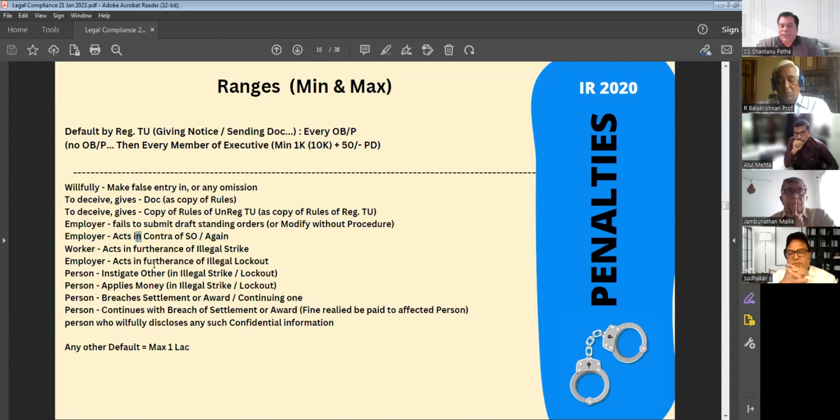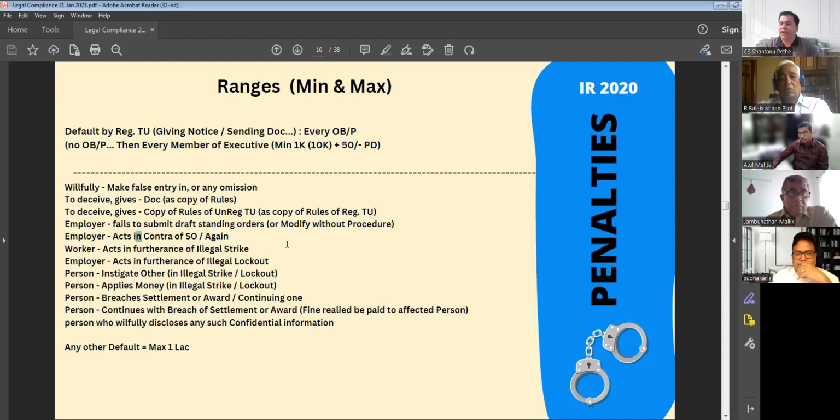Workers acting in furtherance of an illegal strike: no worker should be engaged in furtherance of an illegal strike, otherwise there will be consequences. Employers should also not engage in illegal lockouts. Also a person who instigates others in an illegal strike or lockout, or applies money in an illegal strike or lockout, or a person who breaches a settlement or award. There are a few things like these, which are the normal forms. We can wrap up; there are notices and the like, not so important, which we should focus on right now. There are also a few definitions which we can cover later on. So this is what I wanted to cover regarding Industrial Relations.